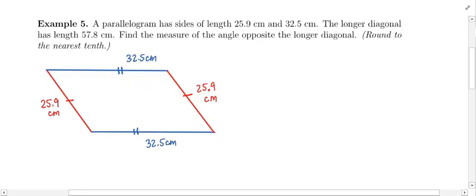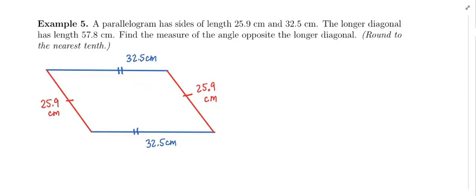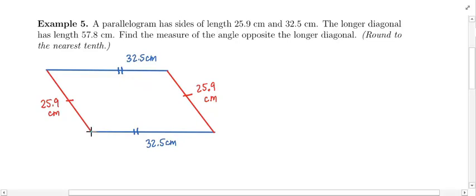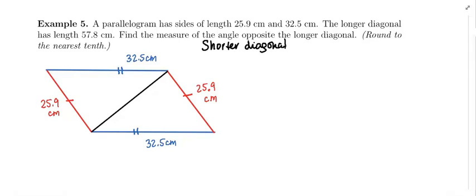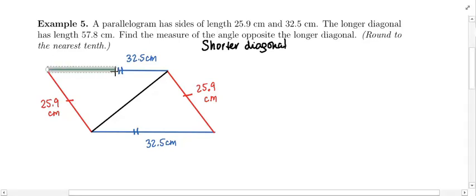We know some additional information about the diagonals. If I draw in the diagonals, I'll draw one in black and one in green. This is the shorter diagonal. I'll write that out. This is the shorter diagonal. And then there is a longer diagonal, which is going to look like this. So this is the longer diagonal.